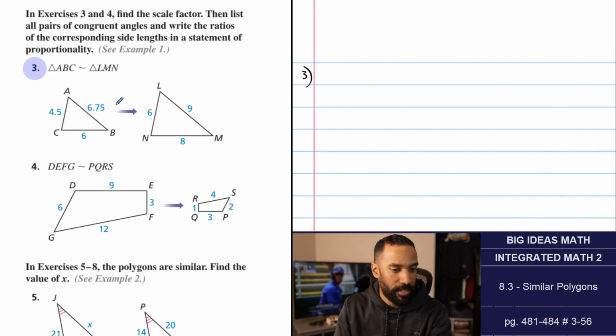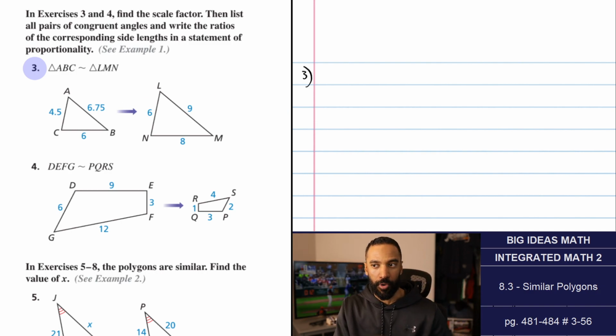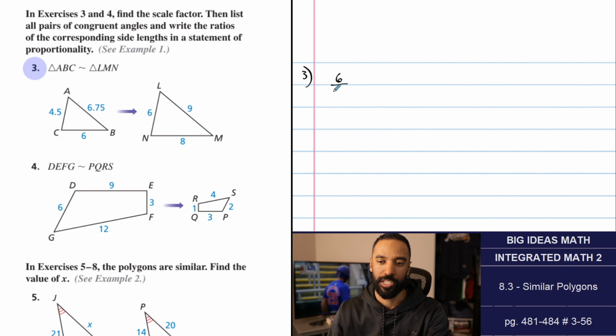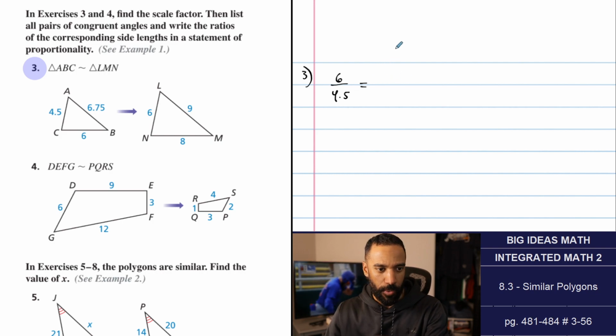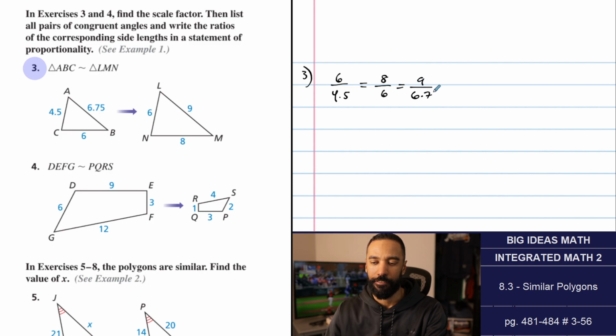This is an enlargement, so the scale factor should be a number more than 1. So we should be dividing, say, this number by this number. I'm going to be dividing 6 by 4.5, 6 over 4.5. They say they're similar, so we're going to say equals. It's not a question. It's equal to the same thing as 8 over 6, which is equal to the same thing as 9 over 6.75.